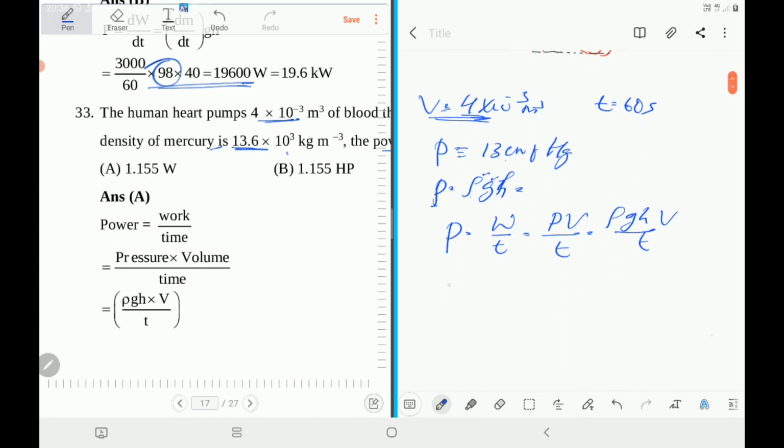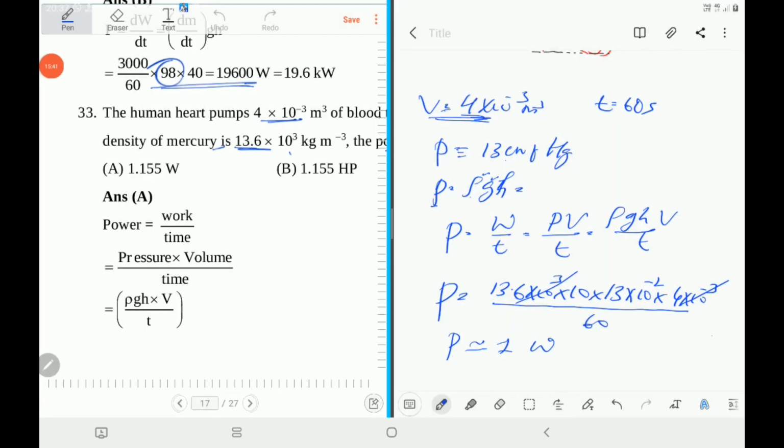Now you make a substitution. That is density of mercury 13.6 × 10³ into g 10 into height of mercury column, that is 13 centimeter, 13 × 10⁻² into volume 4 × 10⁻³ whole divided by 60. Now you simplify it, you will get a value. Yes, the value comes around 1. I have found approximately this comes around 1.